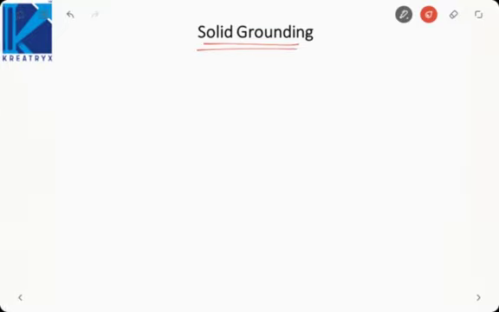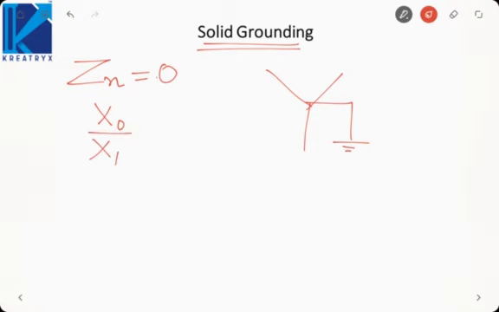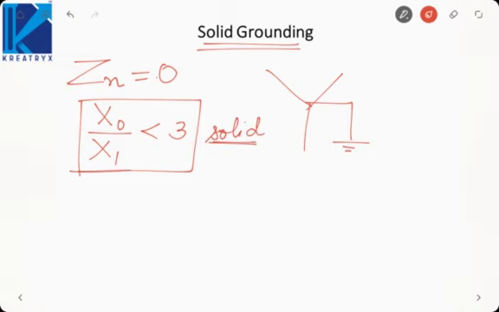First one is called solid grounding. That is, you will directly connect the neutral to the ground. There is no neutral impedance, that is Zn is 0. That is called solid grounding. Now how to decide when you will have to use solid grounding? If zero sequence reactance upon positive sequence reactance of the system is less than 3, we use solid grounding. Okay. So this is the criterion for the case of solid grounding.